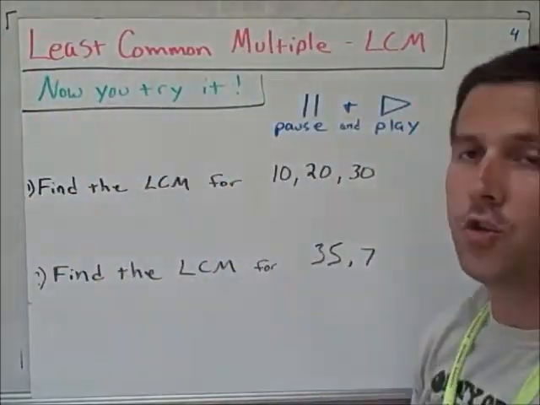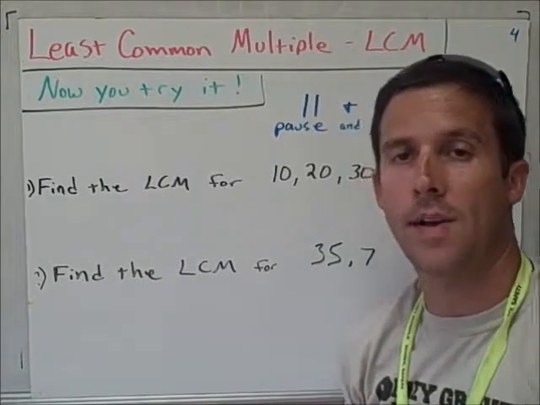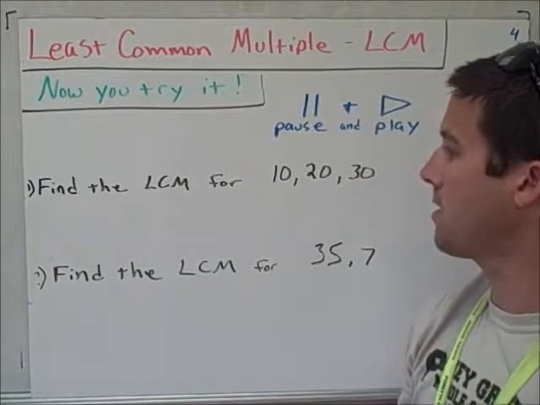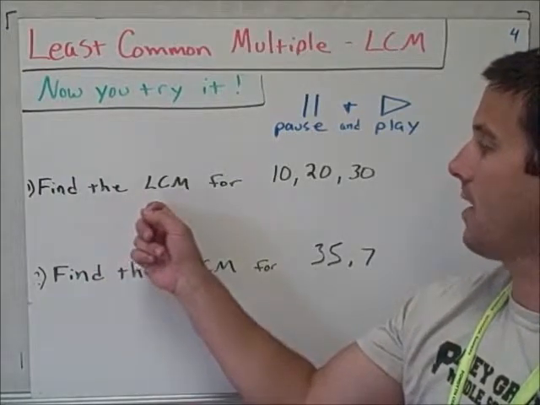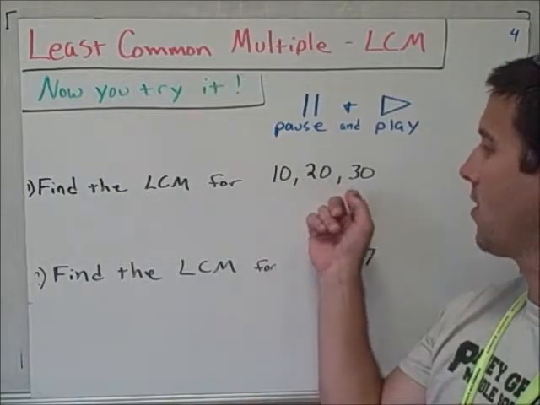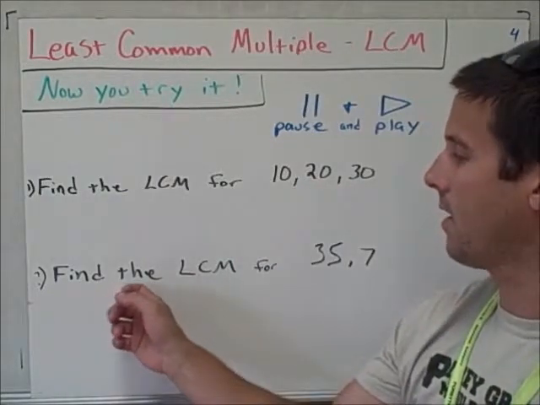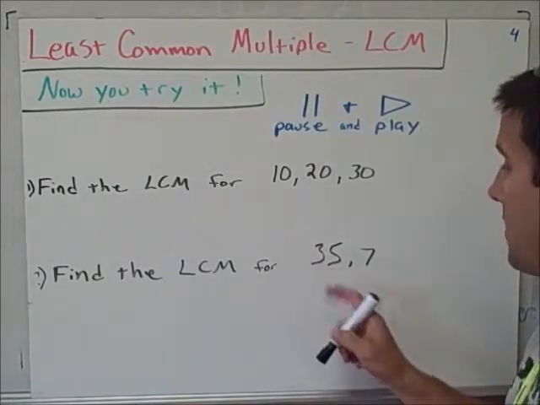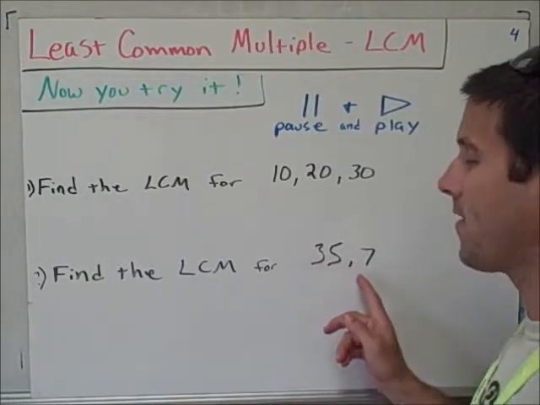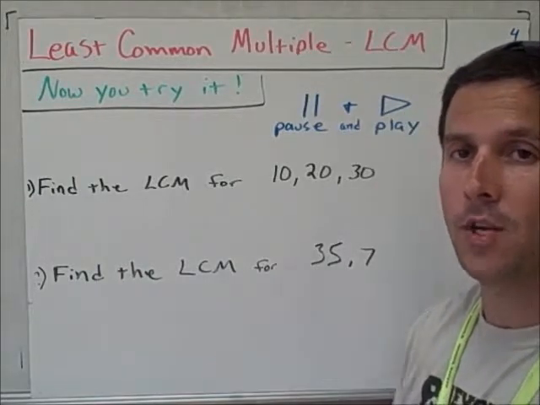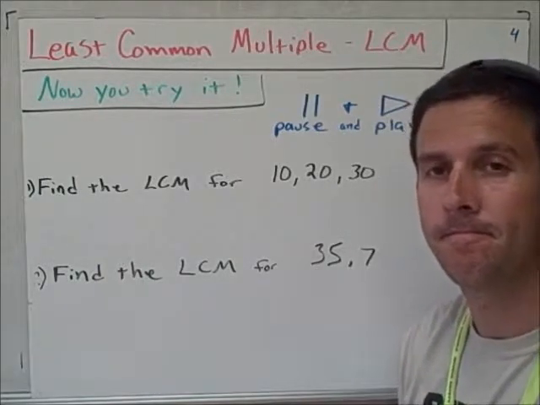Okay, now you try it. This is a pause and play section. What I want you to do is when I say hit pause, I want you to write these out first. Find the least common multiple for 10, 20, and 30. And then find the least common multiple for 35 and 7. Okay? Go ahead and hit pause, work them out, and come back to me.